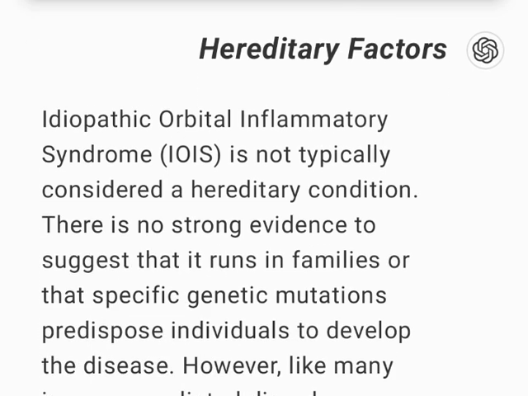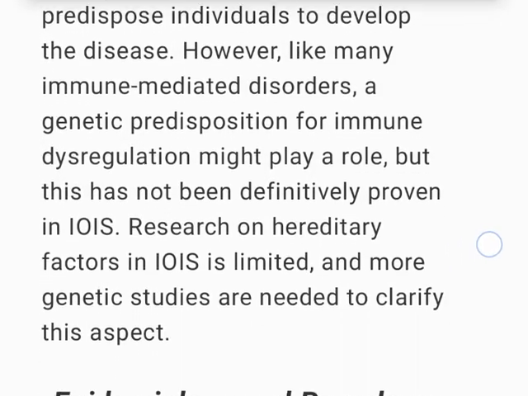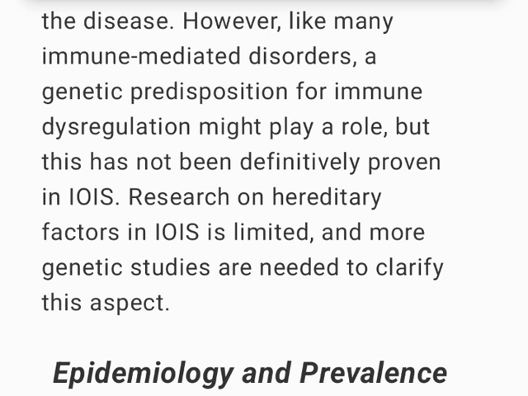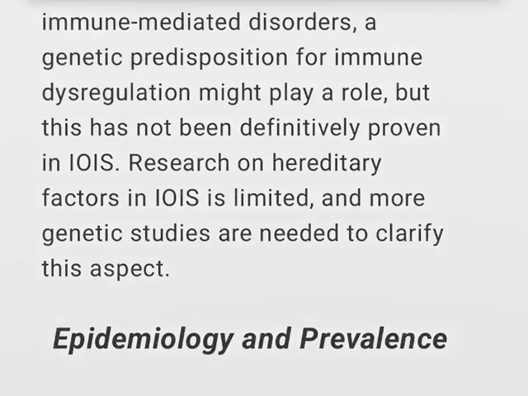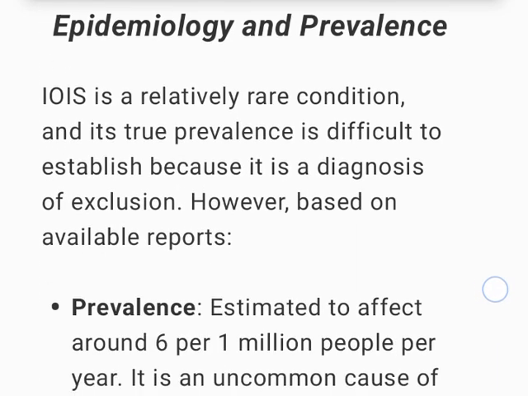Hereditary factors. Idiopathic orbital inflammatory syndrome, IOIS, is not typically considered a hereditary condition. There is no strong evidence to suggest that it runs in families or that specific genetic mutations predispose individuals to develop the disease. However, like many immune-mediated disorders, a genetic predisposition for immune dysregulation might play a role, but this has not been definitively proven in IOIS. Research on hereditary factors in IOIS is limited, and more genetic studies are needed to clarify this aspect.